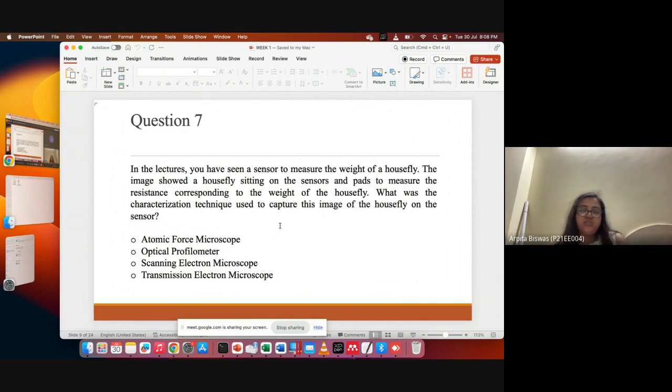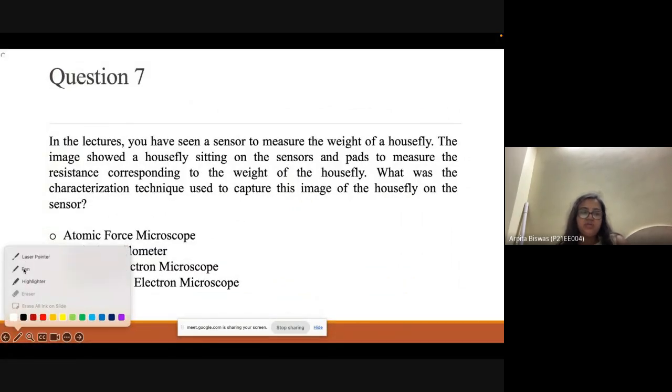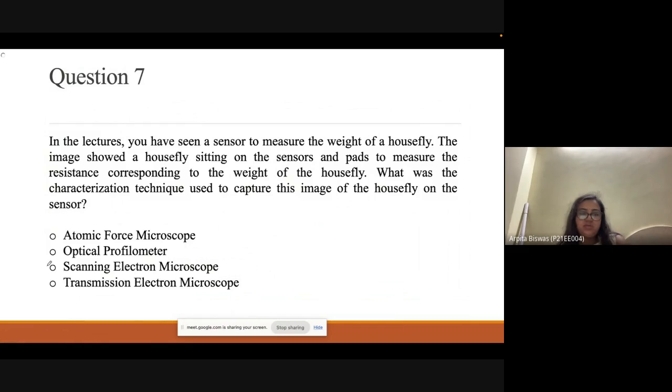So the right option is the scanning electron microscope. Okay, the same image, they have used the same characterization technique: the housefly on the micro sensor. So they have used the scanning electron microscope. And in the next class I will show how the optical image looks, but the right option is the scanning electron microscope.